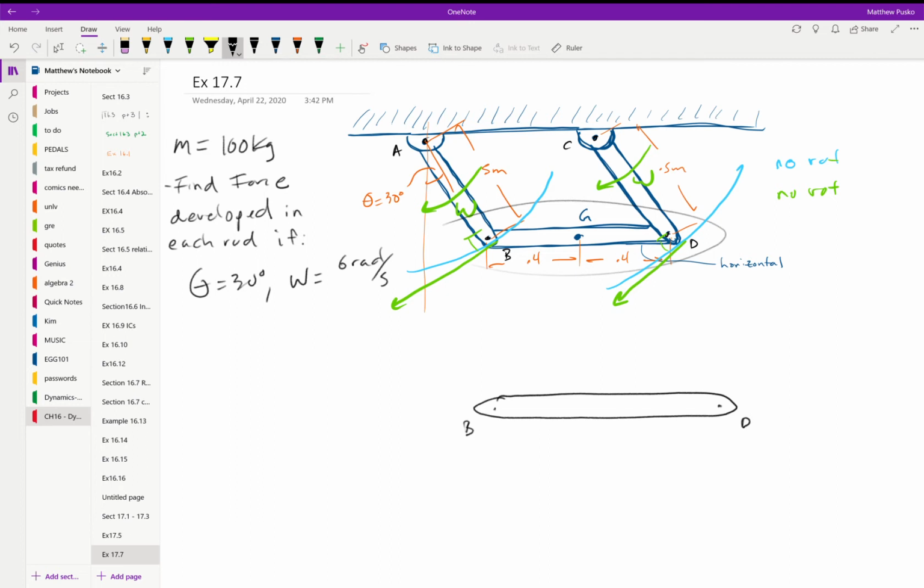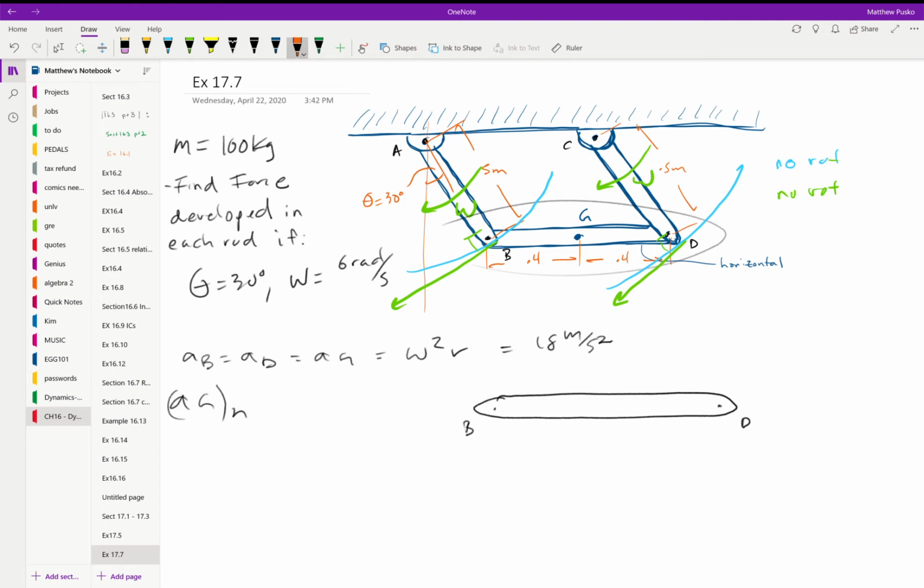So let's figure out what the acceleration of G is. If we're given omega for each of these rods, then the acceleration of B is going to equal the acceleration of D, and it's going to equal the acceleration of G. They're all going to be the same since it's not rotating. We can calculate that as omega squared R, and we get 18 meters per second squared. That would be the acceleration in our normal direction.